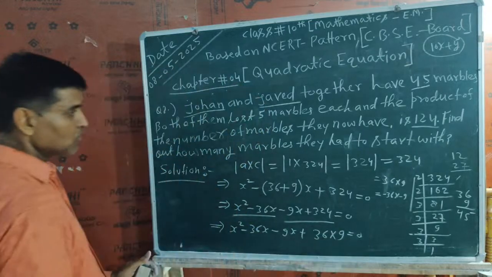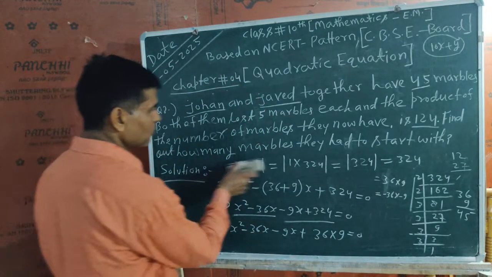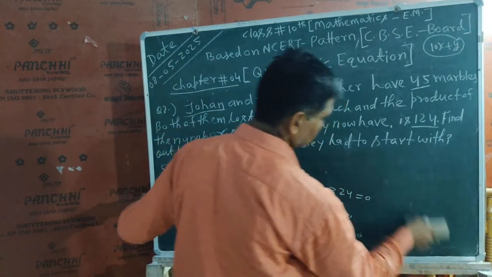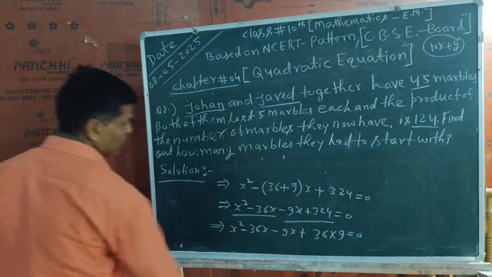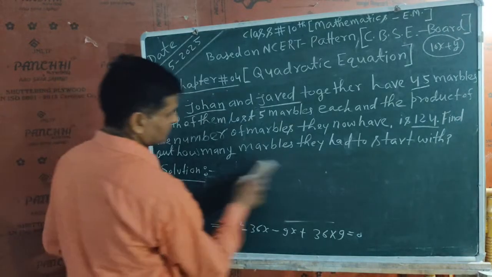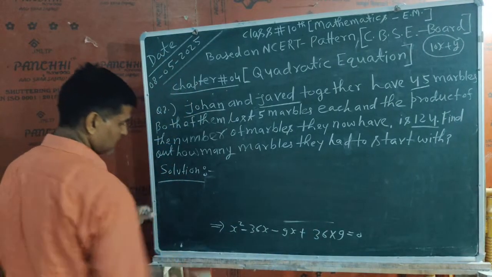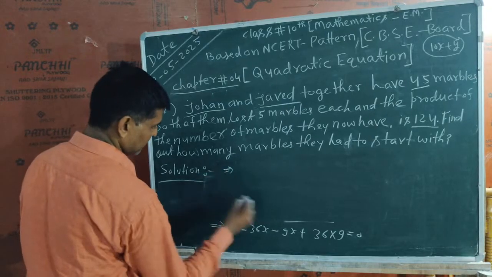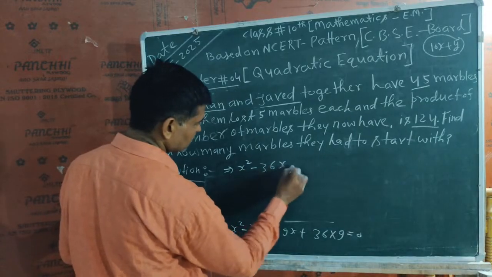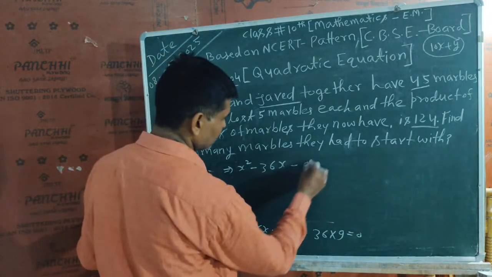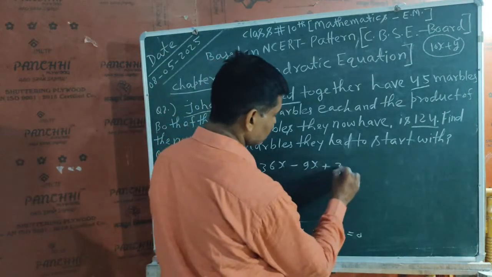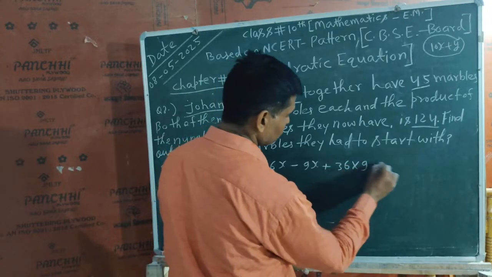Okay student, so further I am going to erase the table data, because there is no need for it now. After erasing the table data I will simplify the data below. So here I will write x square minus 36x, here 9x is available, plus 36 into 9, which is equal to 0.